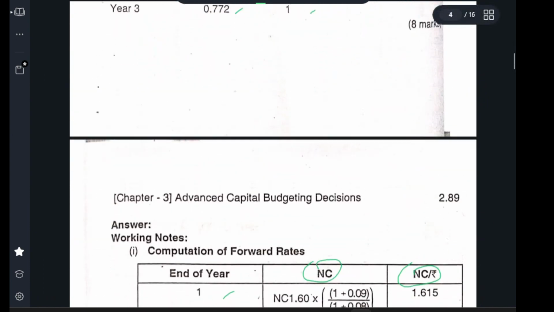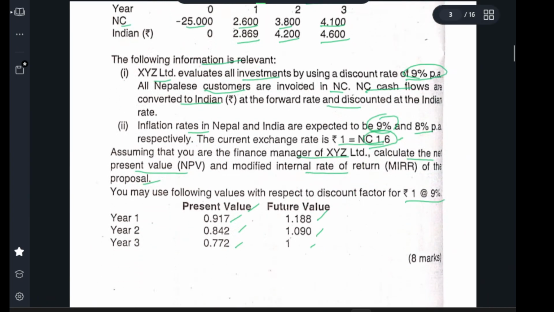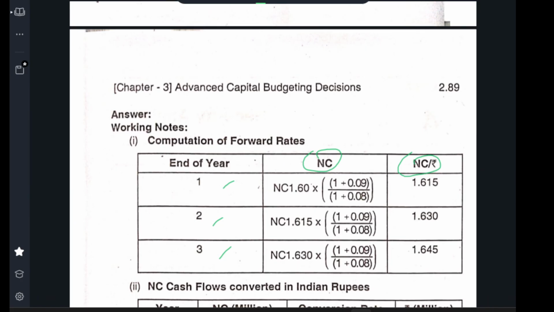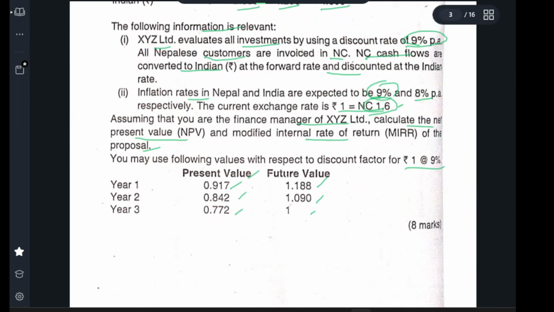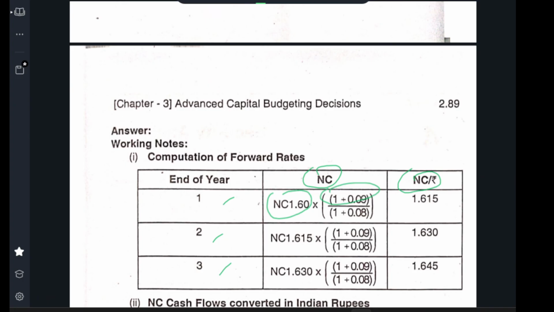1.6 is the current currency value, but we must adjust for inflation of 9% in Nepal and 8% in India. The expected inflation rate in Nepal is 9% and in India 8%. So the forward rate is 1.6 into the Nepal inflation divided by the Indian inflation, that is 1.6 into 1.09 divided by 1.08.